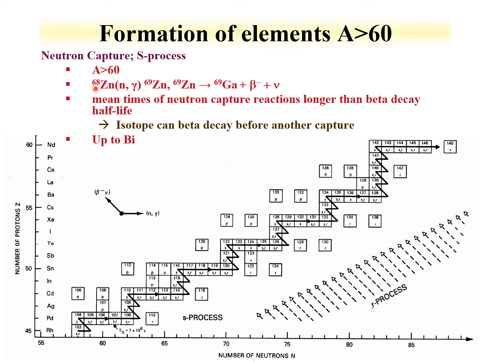As an example, imagine that we have stable zinc-68. It captures a neutron and goes to zinc-69. The zinc-69 undergoes beta decay: that extra neutron is converted into a proton, and we make gallium-69. As you can imagine, we can build our way up through the chart of the nuclides, hitting a great deal of the stable isotopes along this path. Through extension, we can go all the way up to bismuth through this method.